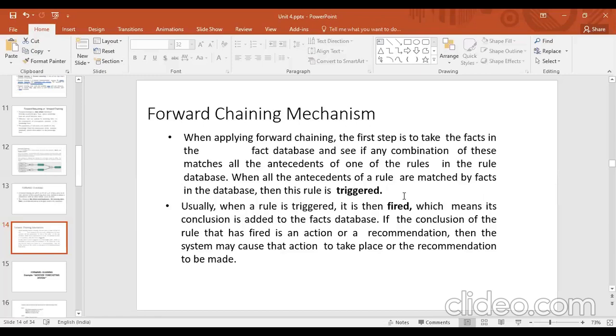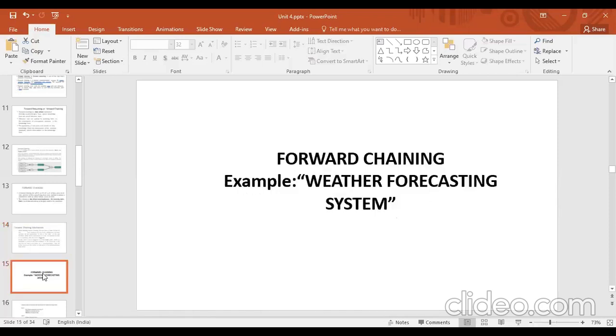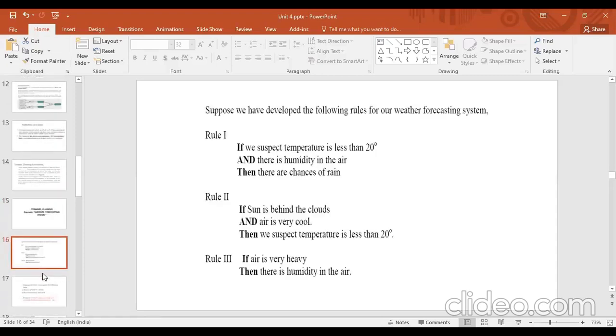Okay, now we check one example for a weather forecasting system. Now I have to build a system based on a rule based system to predict the weather. The basic requirement for this weather forecasting system is rules and facts, right? Now I have to solve the problem, so I require rules and facts.